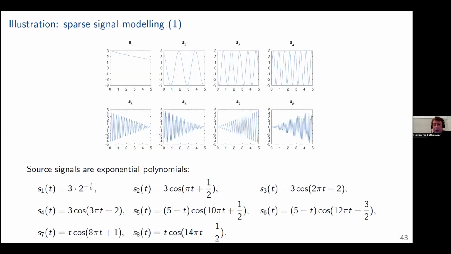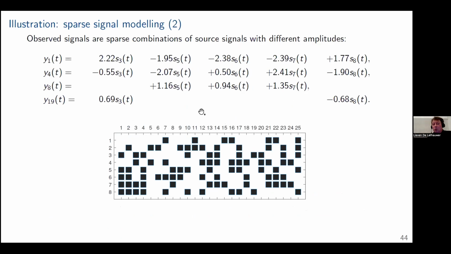I have here one application. You see here 8 signals. And these 8 signals, here you have the expressions, play the role of my underlying signals. And I will mix them together in some way. How will I do that? Well, I will create 25 observations. And each of these 25 observations, I have shown here 4 of them, takes some of the underlying signals, at most 5, sometimes less. Here only 2, here 4, here 5, with some coefficients.